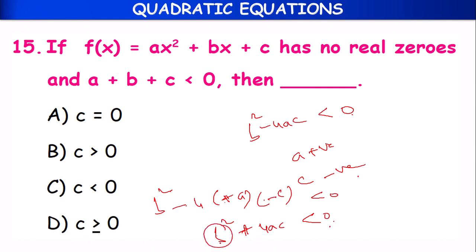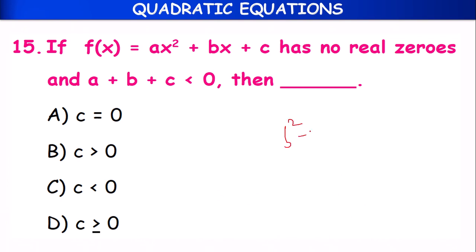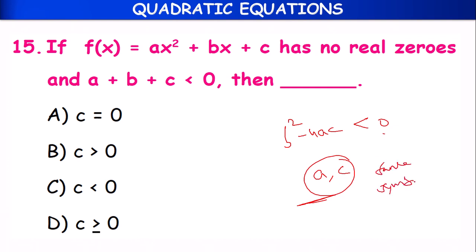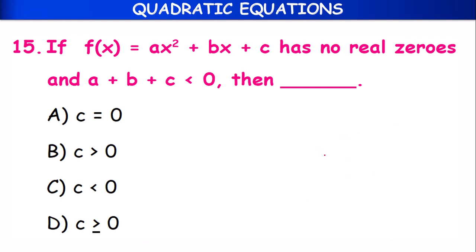Here B square is always positive. Again this value also will become positive. So positive plus positive less than 0, this condition will become false. So to satisfy B square minus 4ac less than 0, both A and C should have the same sign. Then only this can be satisfied.